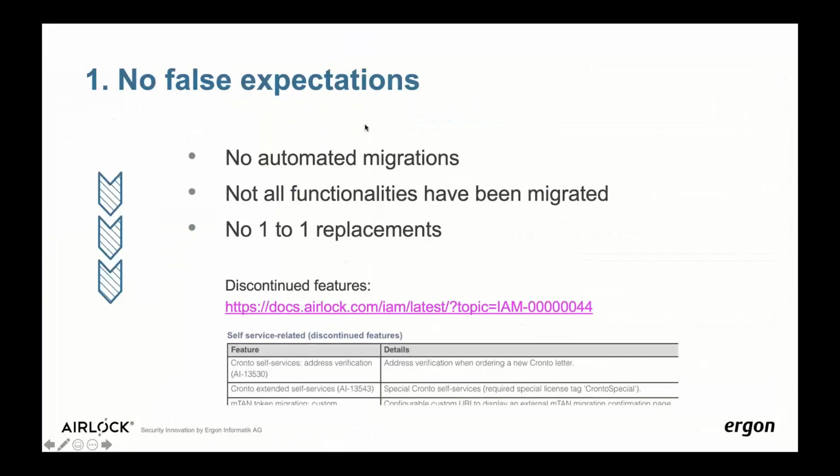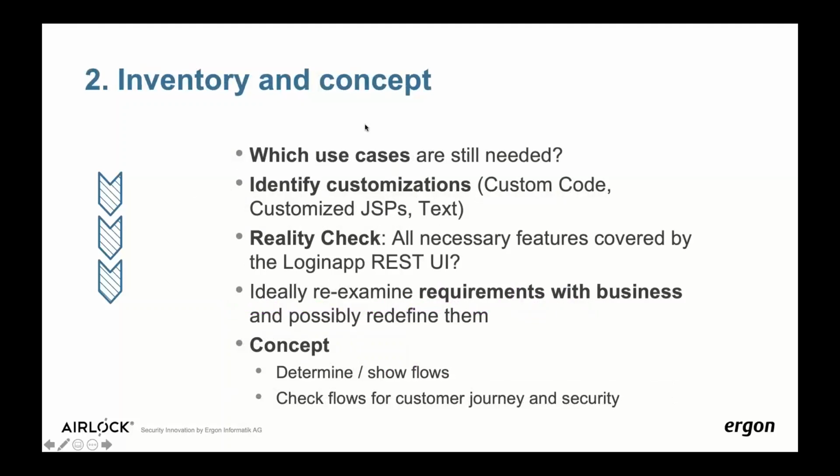So as we have no more false expectations anymore, let's go and do our inventory and concept. So doing the inventory, we need to find out which use cases are still needed from our Airlock customer. Which use cases is he using today? Does he have any customization? Like, does he have custom code from us or from you directly as an Airlock partner? Does he have customized JSPs? What's with his texts?